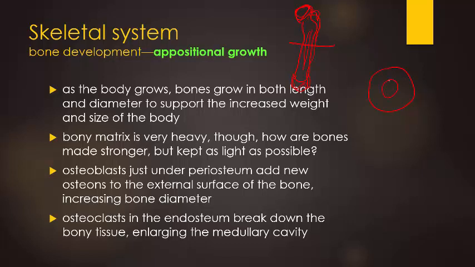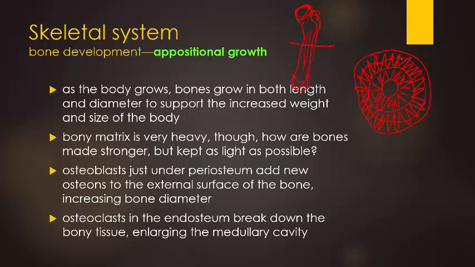So here we have a child's bone, and most of this diameter here is filled with compact bone. Compact bone is very dense, very closely packed together, and it's heavy. So if the only thing that we did was add new bone material here at the outer rim, then we would wind up with very, very heavy bones indeed.